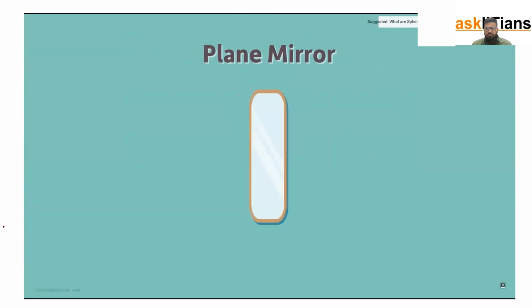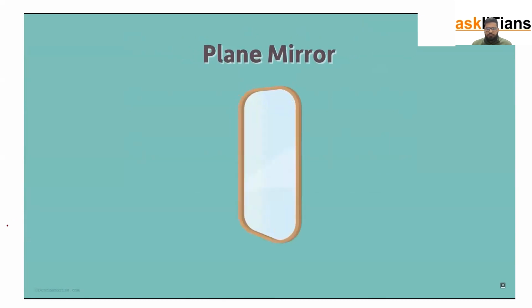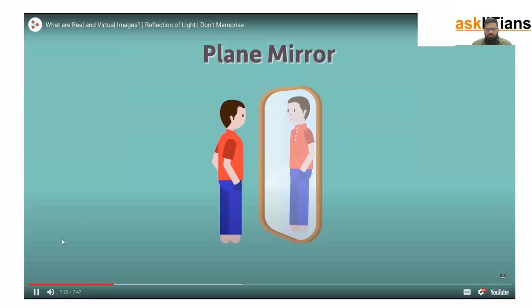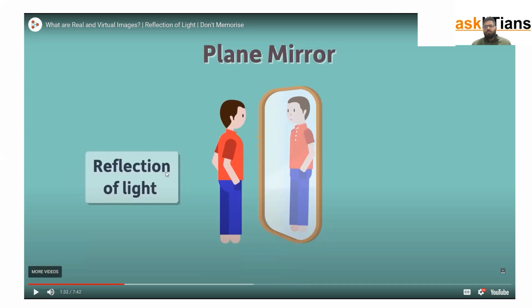So let's consider this plane mirror again. When we stand in front of a mirror, we see an image of ourselves in the mirror. Nothing surprising there. Why are we able to see our image? Yes, it's due to the reflection of light. So what you are seeing in this picture is a boy standing in front of a plane mirror and he is observing his image in the mirror.